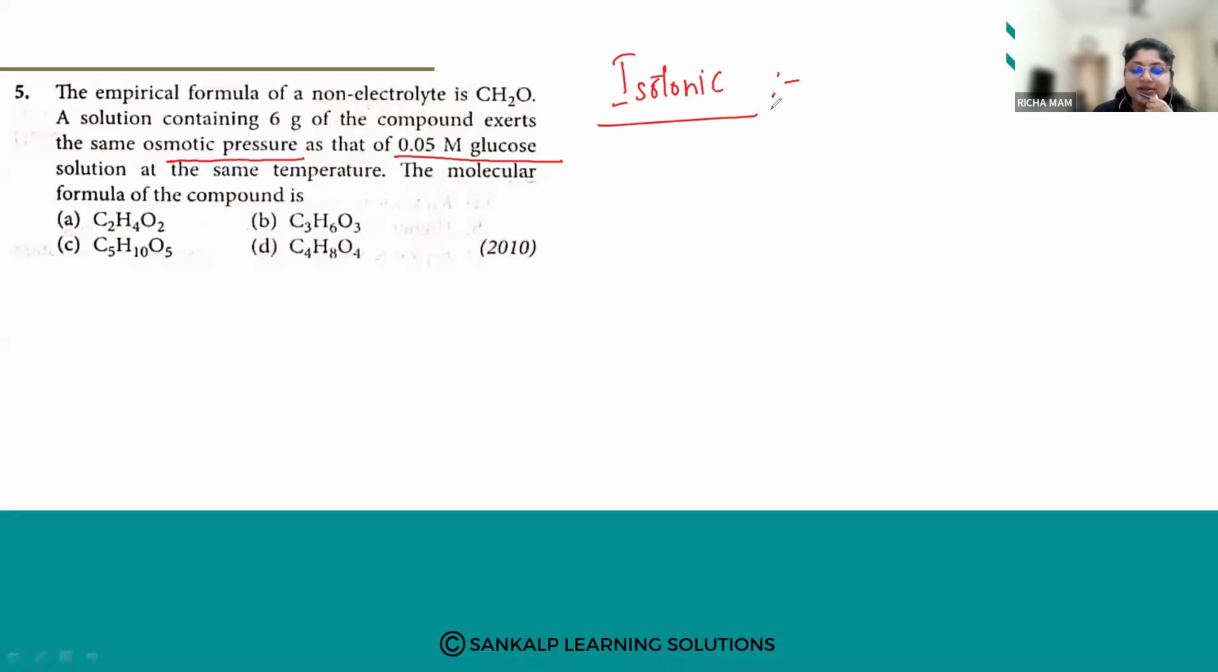So what all things are to be mentioned? The non-electrolyte has empirical formula CH2O. Then a solution containing 6 grams of the compound, so that is the mass of the compound. I'll take it as W2. And one more is glucose. Let us take glucose as W1, the mass of the glucose.